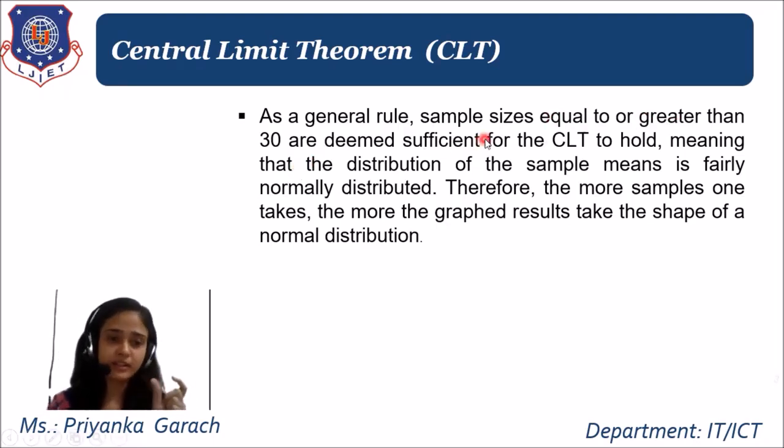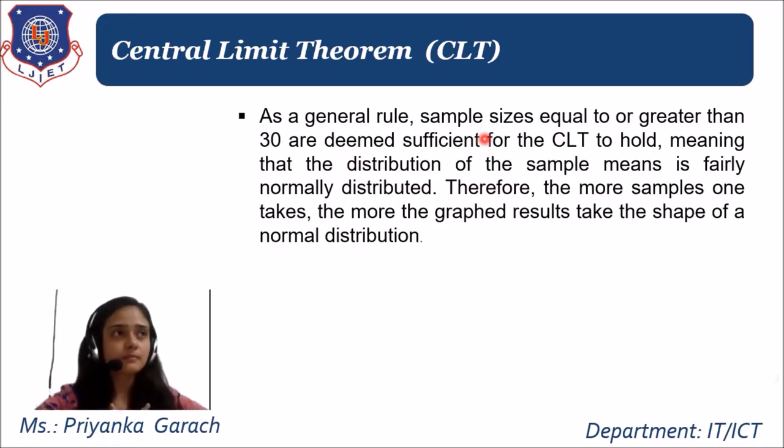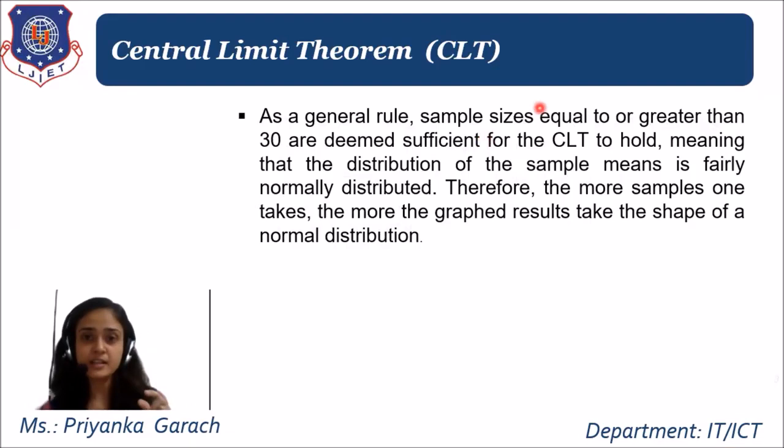Why are they talking about the sample size? Because the population is very large. Suppose there are 384 billion people in the election. Then in my sample, whether I want to consider 10,000 people or 30,000 people or 2 lakh people, what should the sample size be? So they are saying that the sample size should be equal to or greater than 30 in the central limit theorem.